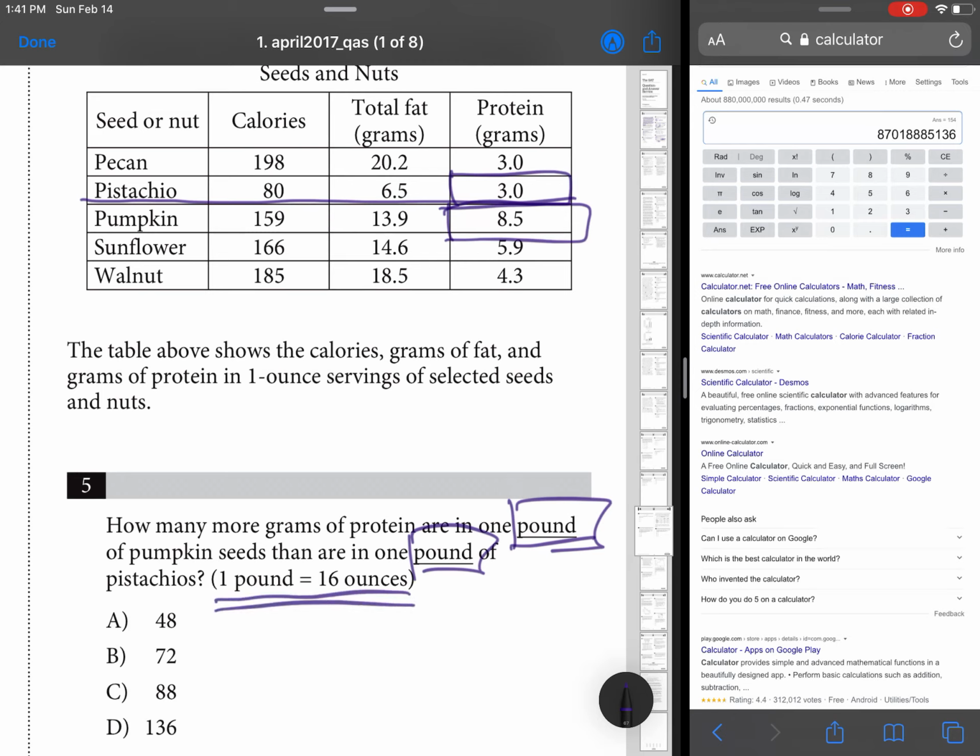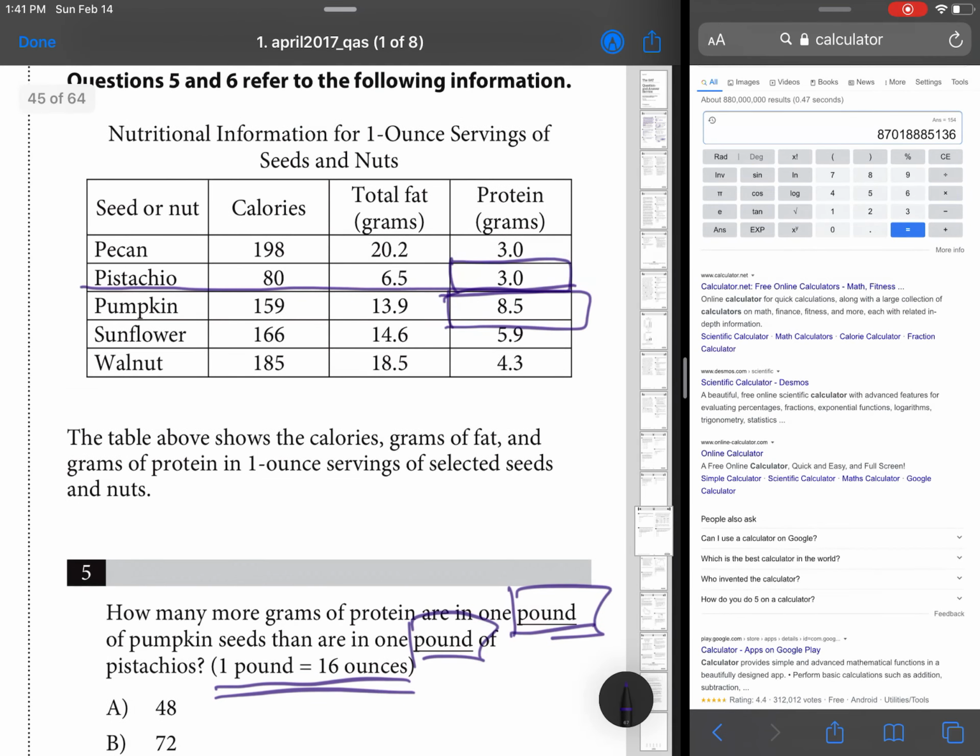1 pound is 16 ounces. The weight given here is in ounces, 1 ounce. So we need to multiply that by 16, I believe, and see the difference. How many more grams of protein are in 1 pound of pumpkin than in 1 pound of pistachios? Okay, so our equation is that we have 16 multiplied by 3 versus 16 multiplied by 8.5. Now, this is something that's easy. We can calculate that. It's going to be 48. And what's here? 16 by 8.5.